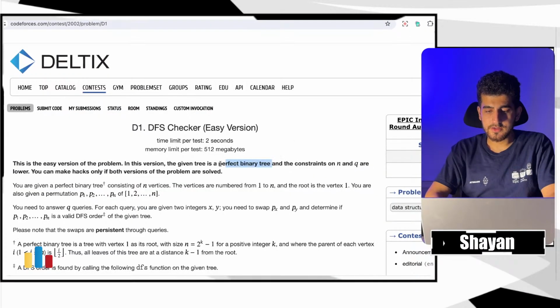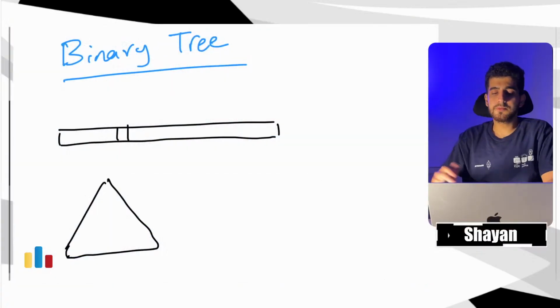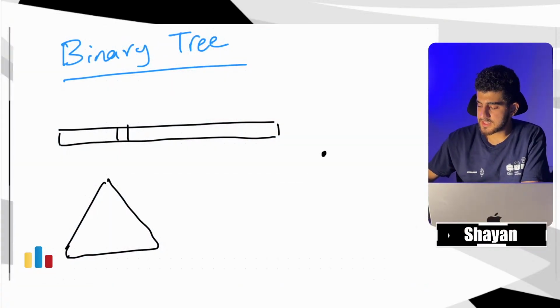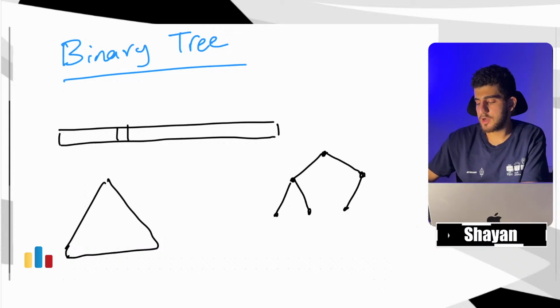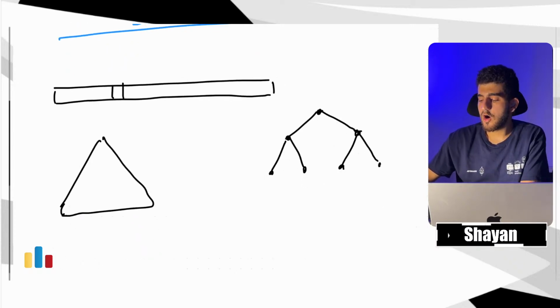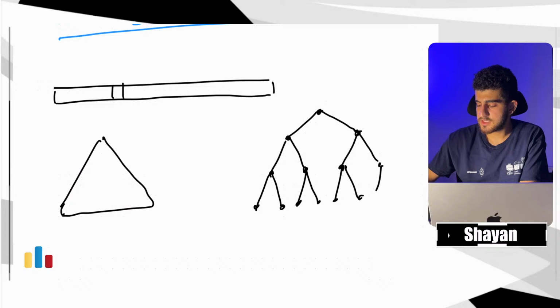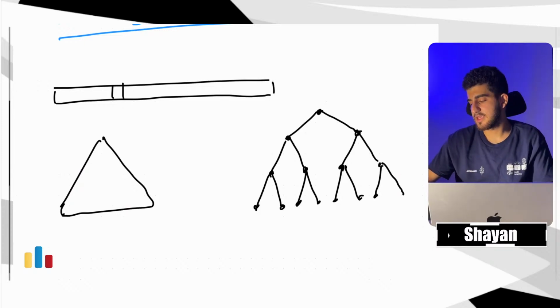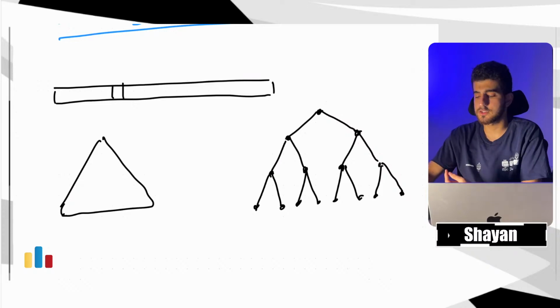What is a perfect binary tree? A perfect binary tree is like this. It means that each vertex except leaves has exactly 2 children and all the leaves are at the same height. All the vertices except the leaves have exactly 2 children and all the leaves are at the same height. So it's something like this. And this pattern can be extended. Again, these vertices can have 2 children and so on.